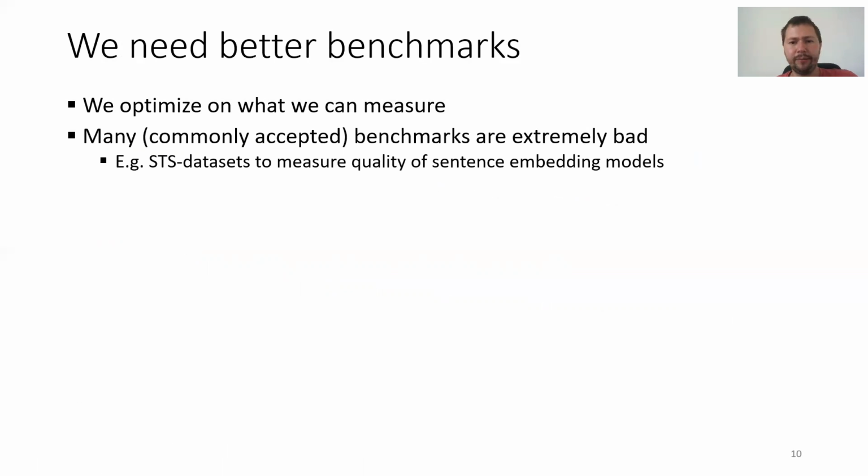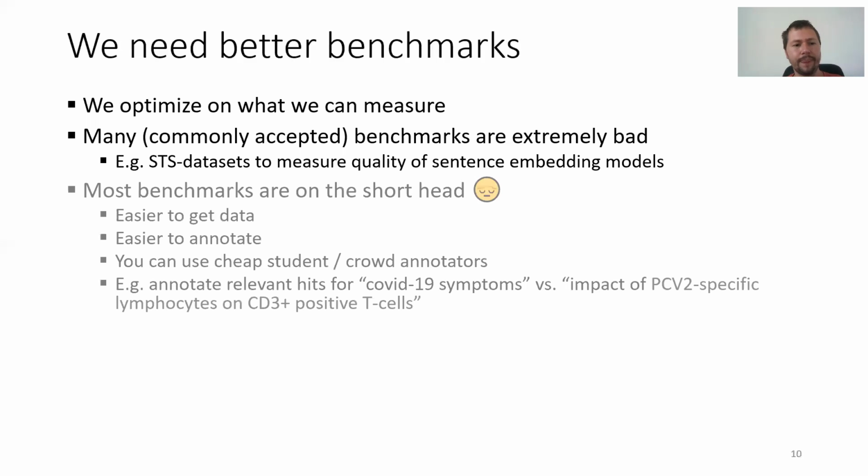Sadly, many of the accepted benchmarks are extremely bad. For example, one that is used all over this year is the SDS datasets to measure the quality of sentence embedding models. This is an extremely bad benchmark, in my opinion, for sentence embedding models because it just measures the short head. And why do we have so many benchmarks on the short head?